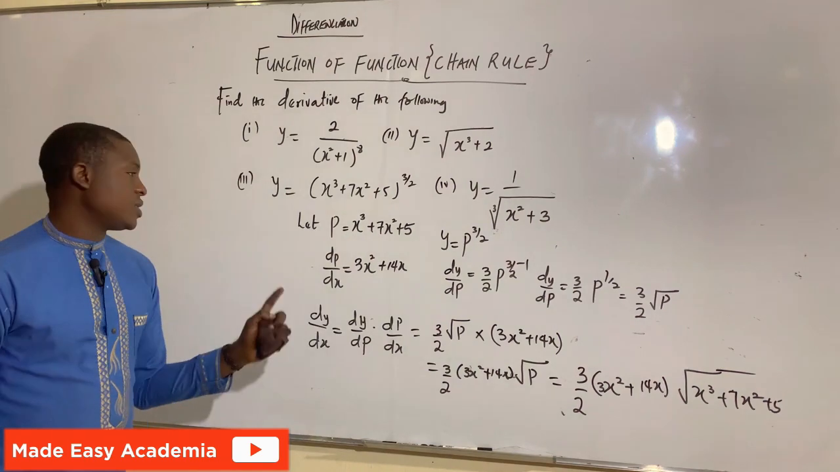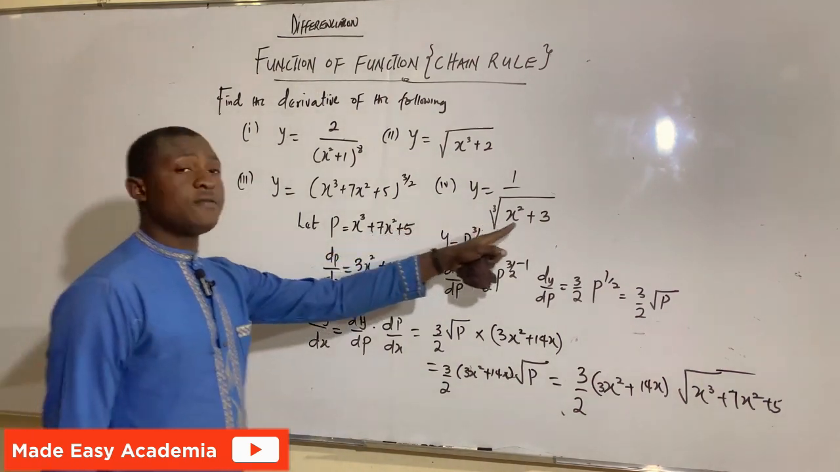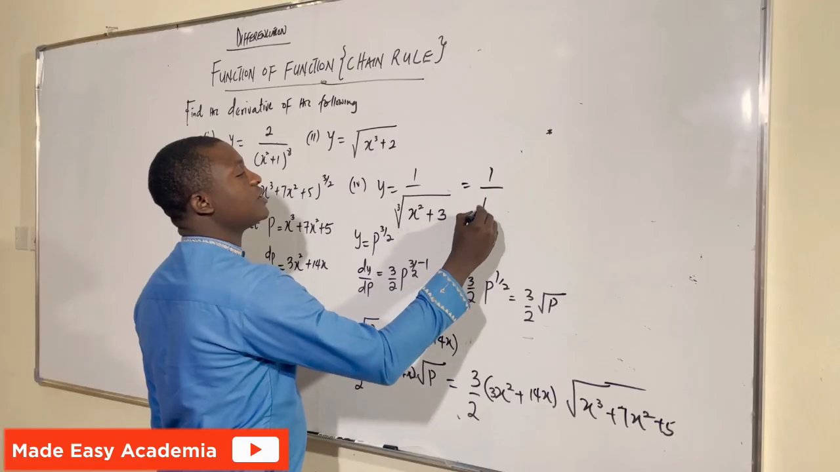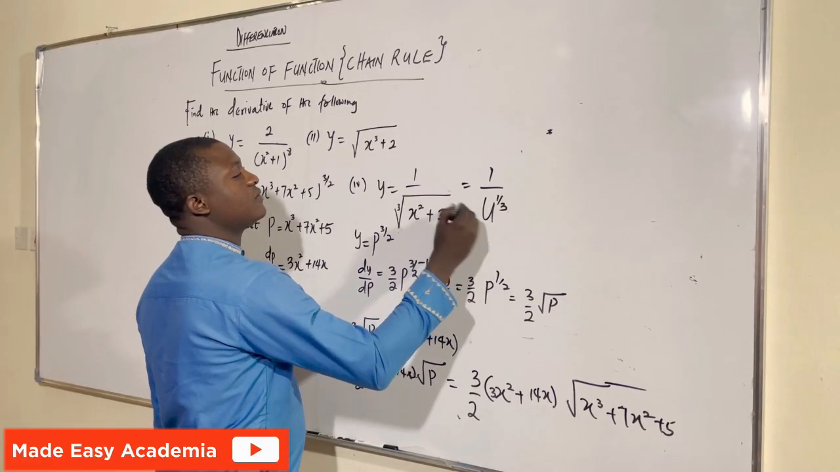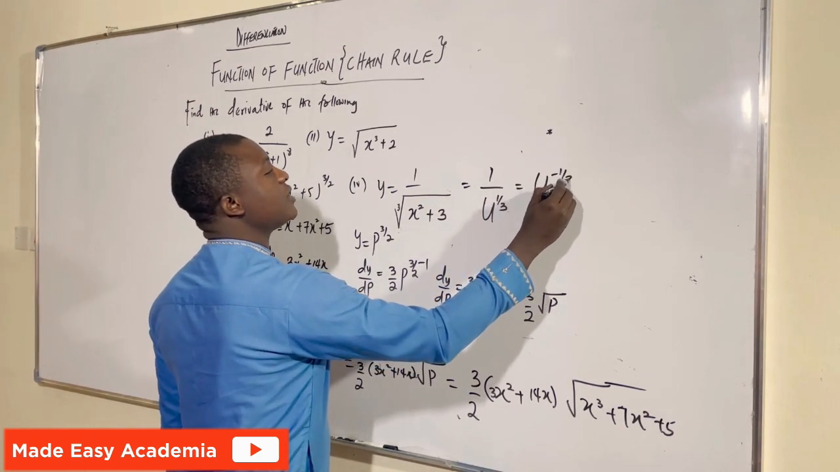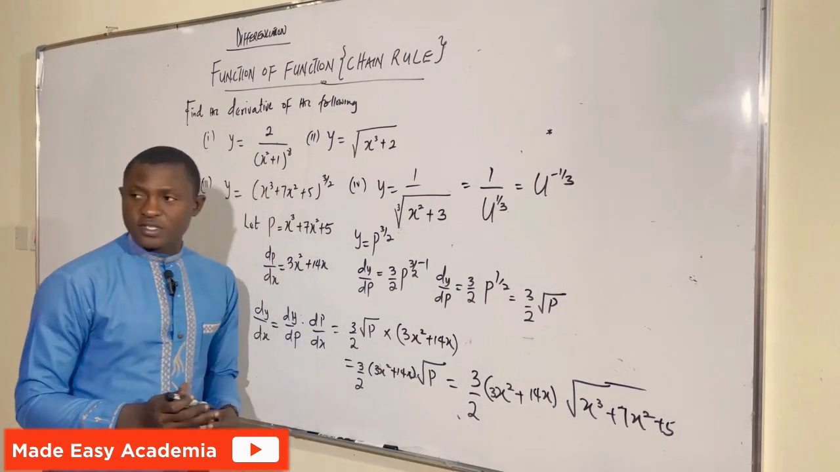So this one too, you can just do the same process. If I want to do this one, I will just let u be this, then I will write it as u raised to the power of 1 over 3, because we have a cube root. Then if you want to change that, we have u raised to the power of minus 1 over 3, and you differentiate that. You get that right?